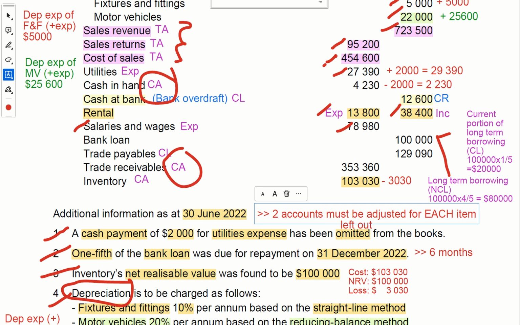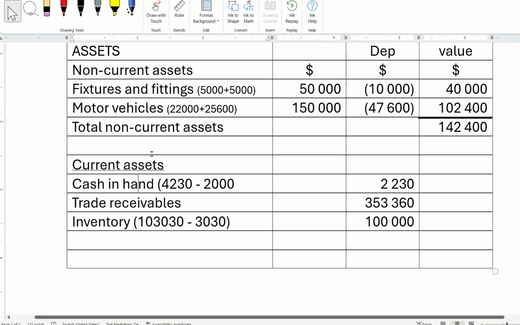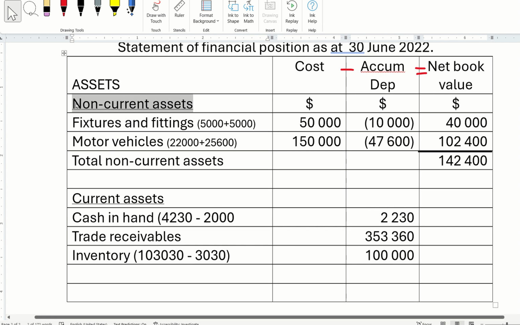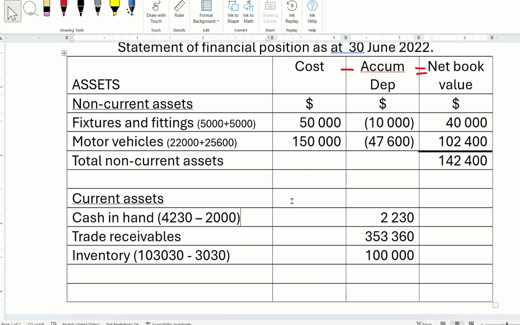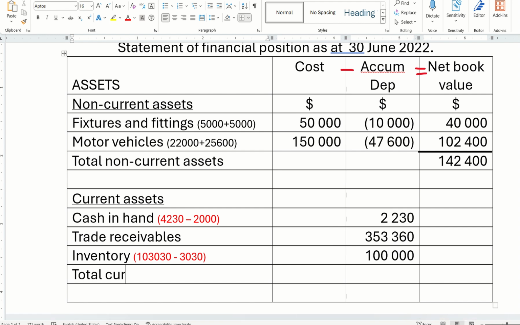All right, here are my current assets. I have 3 current assets, and I need to remember that for cash in hand, there was a working. All right, so take 4209, show the working, and then the final answer I will show in the second column. The same for inventory, there was a working. All right, and the answer I will show in the second column. So now what do I have? I have total current assets.